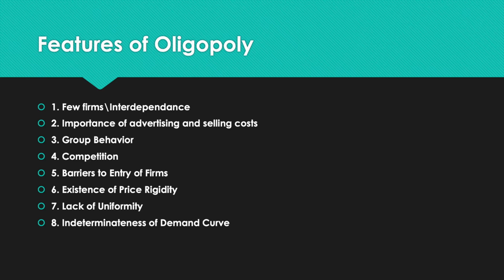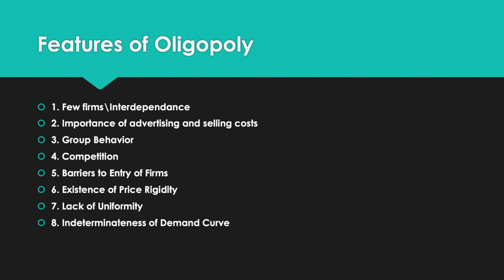Fourth one is competition. So in a form of oligopolistic market, the presence of competition is high. So since under oligopoly there are a few sellers, a move of one seller immediately affects the rivals. So each seller is always alert and keeps a close watch over the moves of its rivals in order to have a counter move immediately.